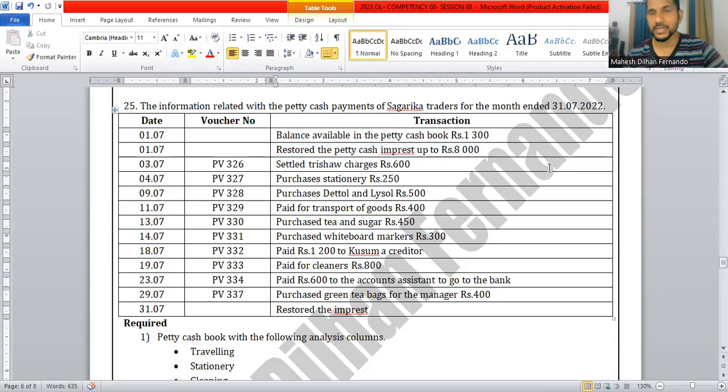I have said that here we have restored the petty cash imprest up to 8,000.